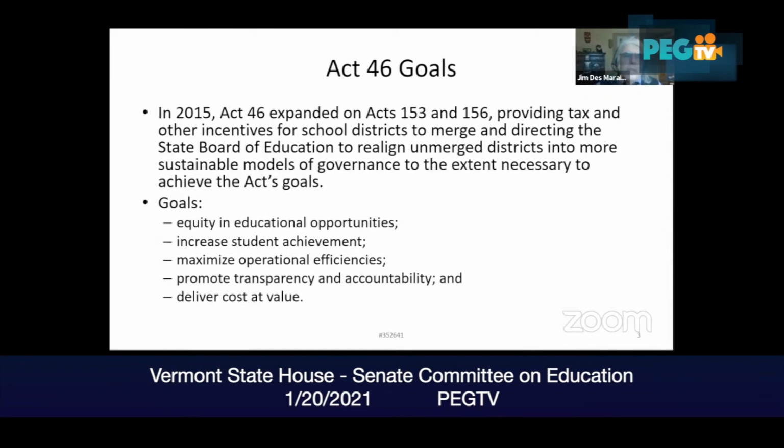Then in 2015, Act 46 expanded on Acts 153 and 156, providing tax and other incentives for school districts to merge and directing the State Board of Education to realign unmerged districts into more sustainable models of governance to the extent necessary to achieve the Act's goals. So this was, before it was incentives only, Act 46 was a carrot and stick approach. The goals of Act 46 were five: equity and educational opportunities, to increase student achievement, to maximize operational efficiencies, to promote transparency and accountability, and to deliver cost at value.